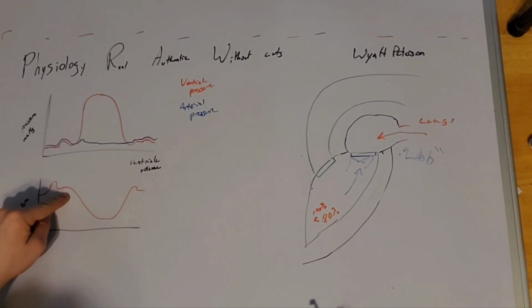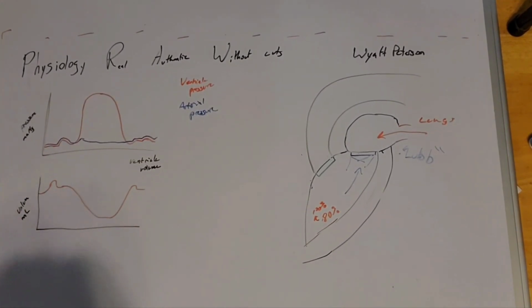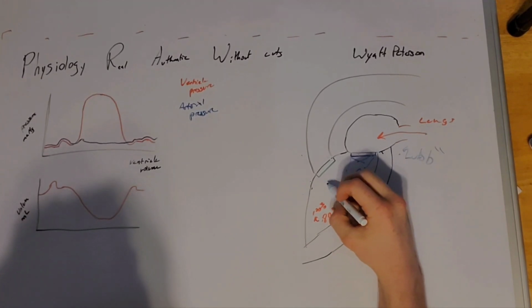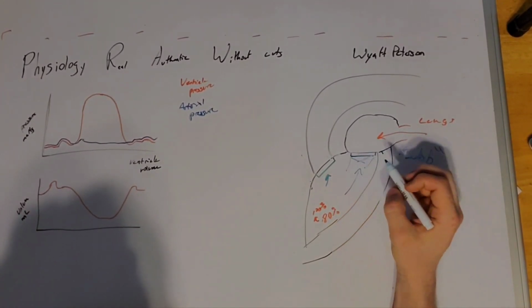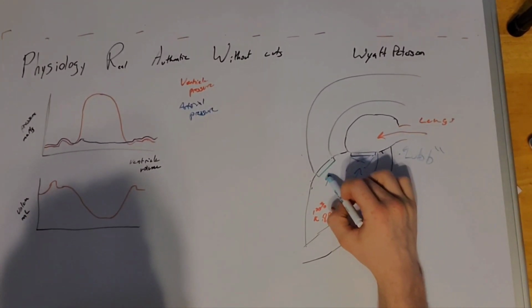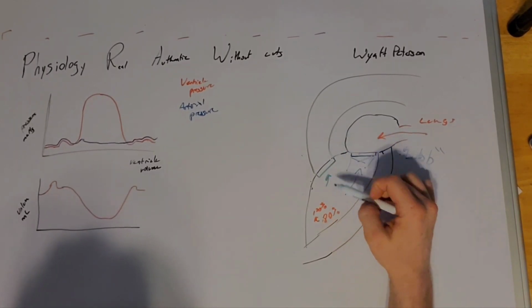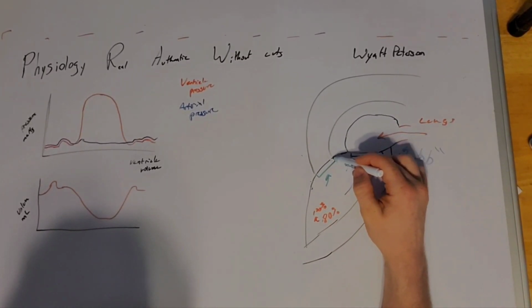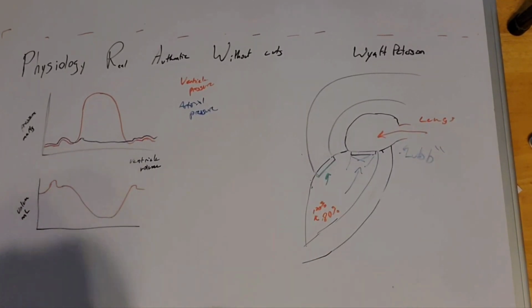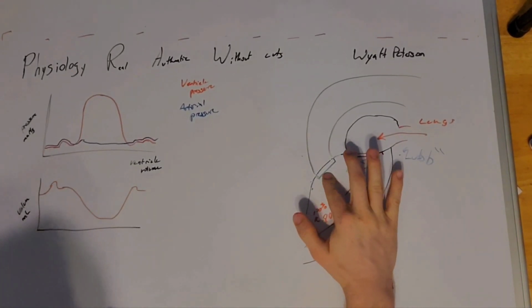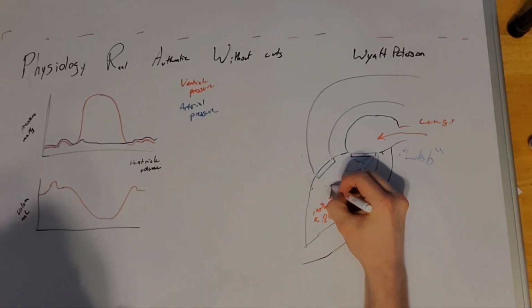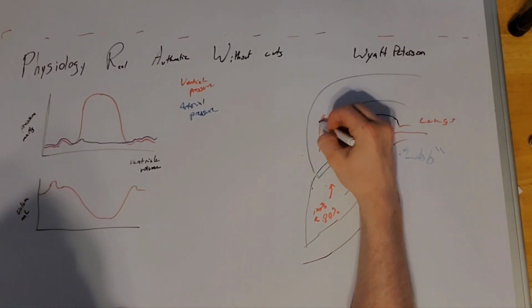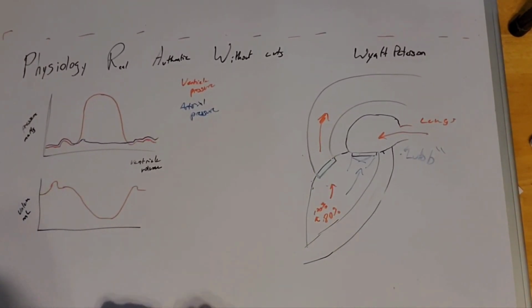And so once that happens, once pressure is higher in the ventricle than it is in the aorta, this semilunar valve will open, letting the blood flow up into the aorta.